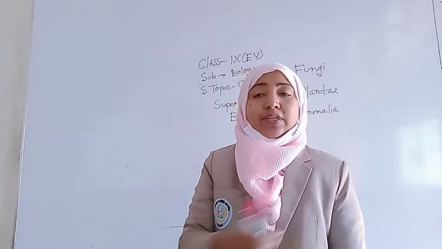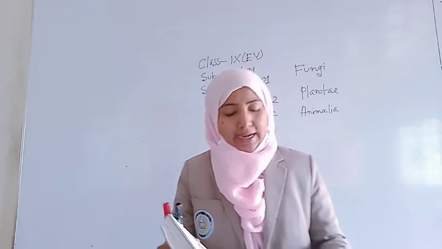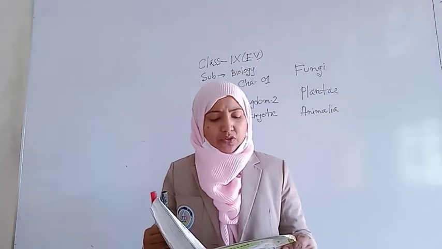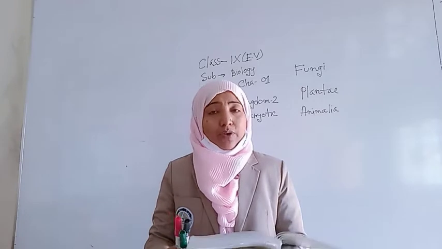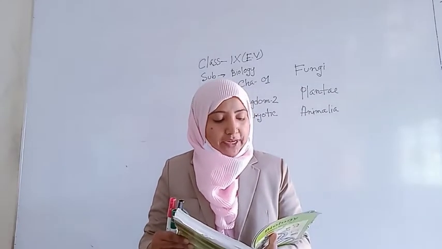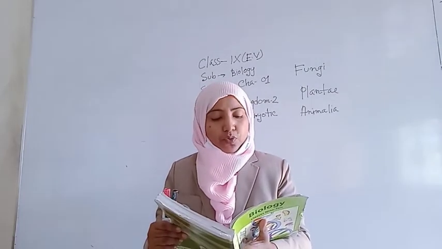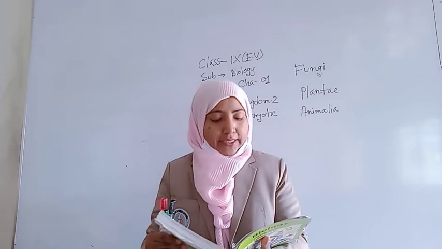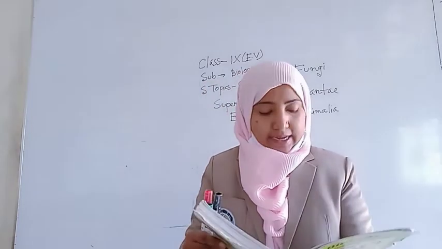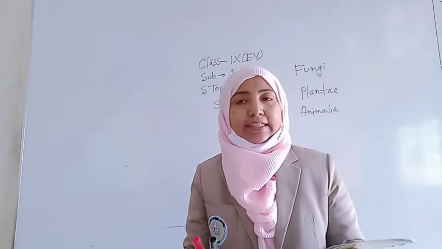My dear students, in the previous class we also explained the kingdom Monera and, in super kingdom 2, the eukaryotic, only one kingdom, protista. Kingdom Monera examples are bacteria and blue-green algae. Super kingdom 2, eukaryota, has examples such as amoeba, paramecium, etc.